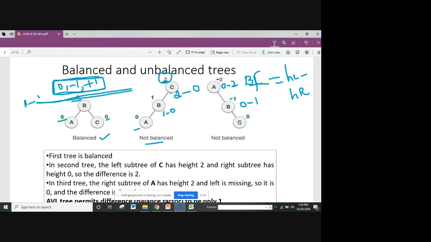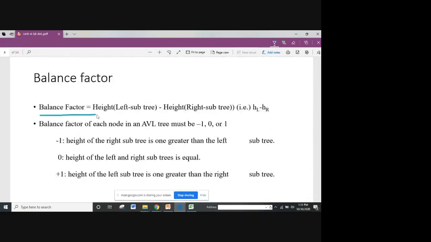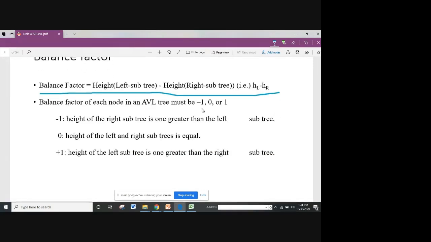Ma'am, in the third one, why is it minus 2 instead of 2? See, the formula is height of left subtree minus height of right subtree. So 0 minus 2, what is the answer? Minus 2. So that is it. This is the formula which you have to keep in mind: balance factor is height of left subtree minus height of right subtree. And it can be minus 1, 0 or 1.